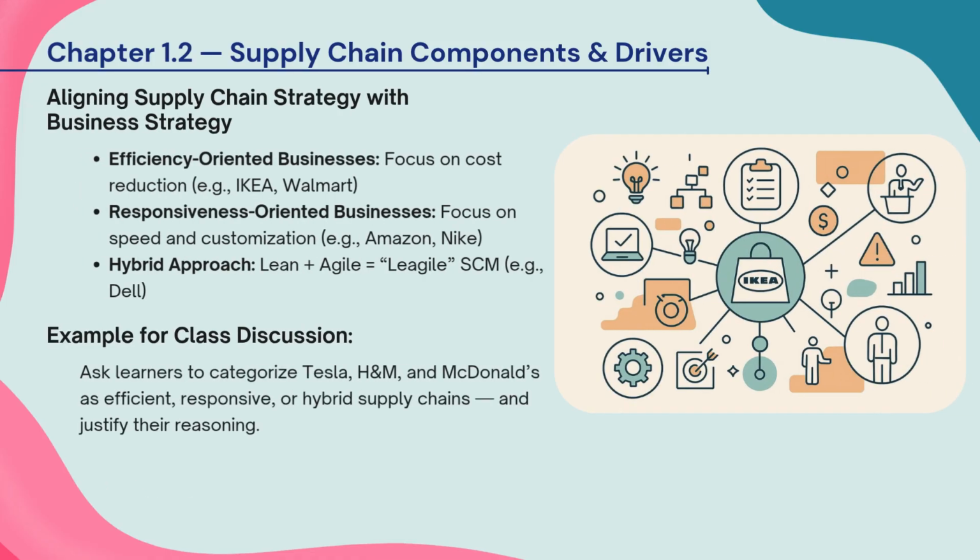This slide explains how supply chain strategy should align with overall business strategy. Efficiency-oriented businesses like IKEA focus on cost reduction, while responsiveness-oriented ones like Amazon prioritize speed and customization. A hybrid approach, seen in Dell, combines both. For discussion, ask learners to classify Tesla, H&M, and McDonald's as efficient, responsive, or hybrid and explain their reasoning. This helps illustrate strategic alignment in real-world supply chains.